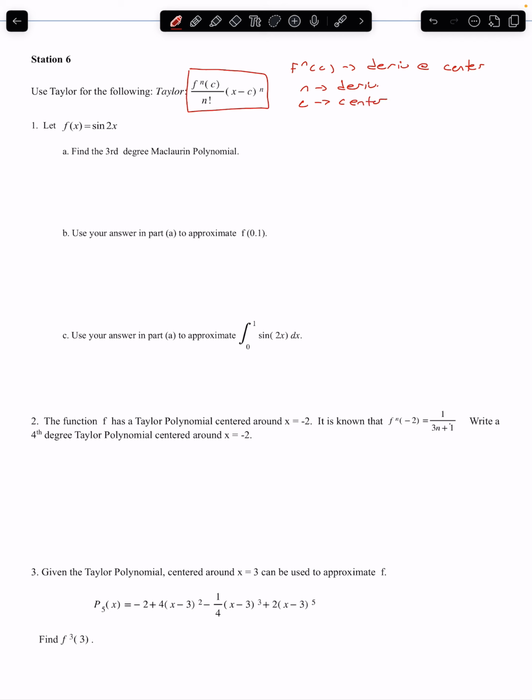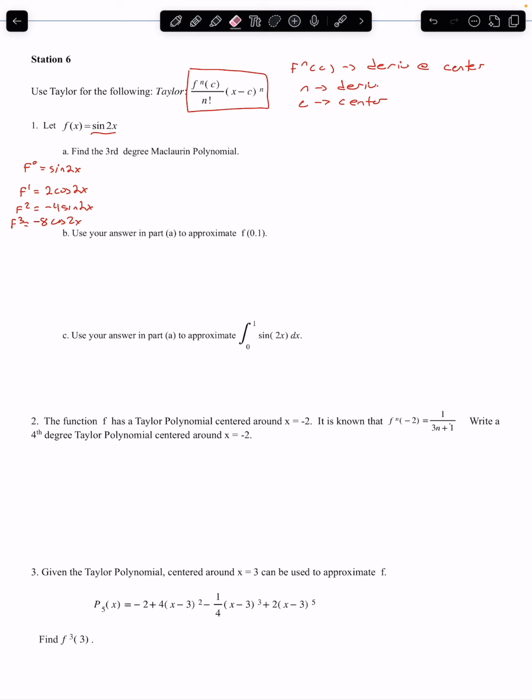So we want to write a third degree Taylor polynomial for sine of 2x. So we need three derivatives, starting with f0, that's the original function, which is sine of 2x. The first derivative would just be 2 cosine of 2x. Our second derivative would become negative 4 sine of 2x. Don't forget, when I'm getting that 2 and 4, I'm using the chain rule. And our third derivative would be negative 8 cosine of 2x.